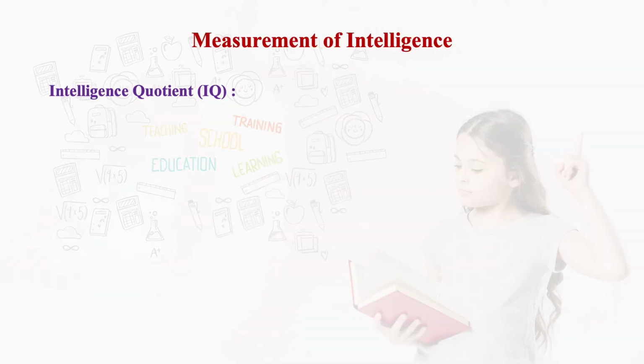Then, so far as the measurement of intelligence is concerned, that's called the intelligence quotient, that is IQ. We usually use this word: what is the IQ of the student, what is the IQ of a 9th standard student? So what does it mean? IQ means intelligence quotient. Here, try to understand how to determine the IQ of the student.